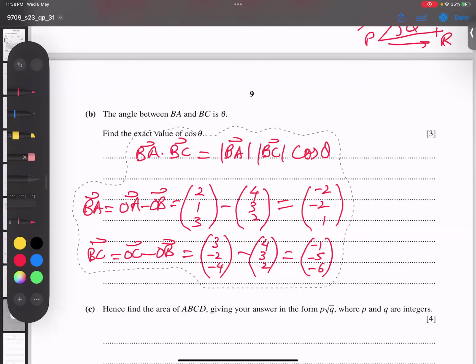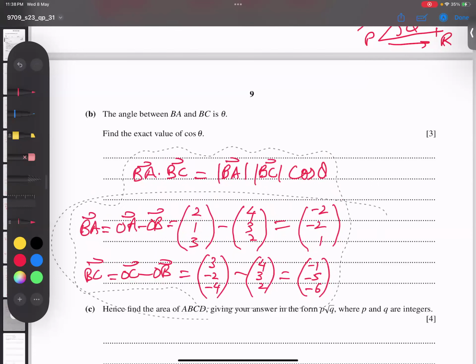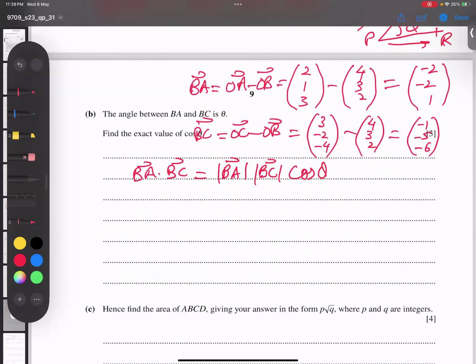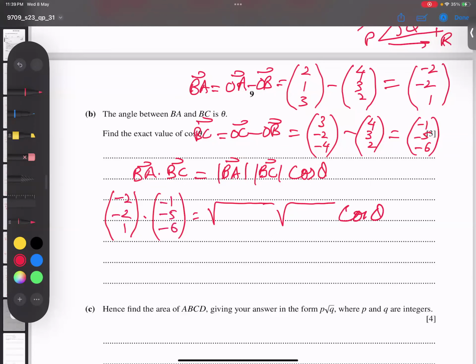I need it here. And now applying the formula. So here I write a dot product of these. Here magnitude, here cos of angle. BA comes from here: -2, -2, 1. And BC: -1, -5, -6. So here, magnitude, what is magnitude? Square of each number, add them. So 2 squared 4, 2 squared 4, and plus 1. And 1 plus 25 and plus 36.